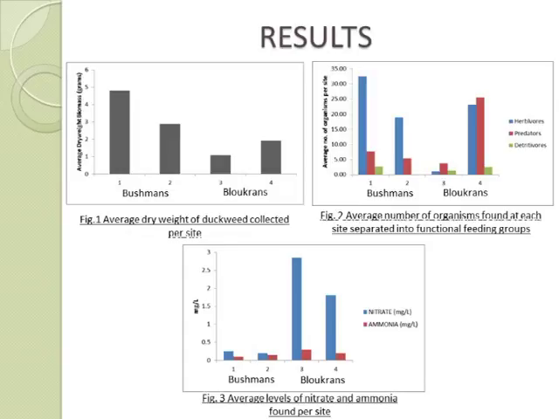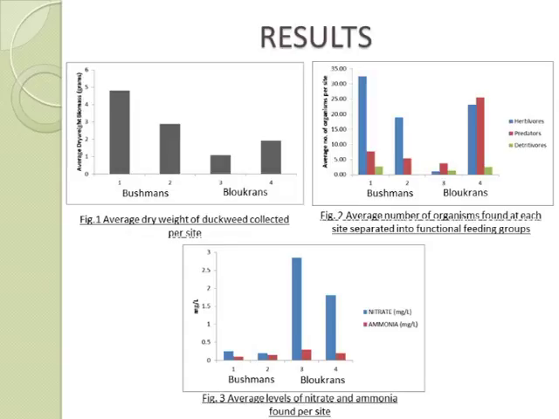So this figure 2 is just the average number of organisms found at each site separated into functional feeding groups so that we can see if there are any large amounts of herbivores that are actually feeding on the plant. As you can tell, it doesn't look like we really have herbivores that are doing significant damage. Although the Bushmans site has quite a large amount of herbivores, these are actually terrestrial aphids which have moved onto the plant, and as far as we can tell, they aren't actually doing any feeding damage.